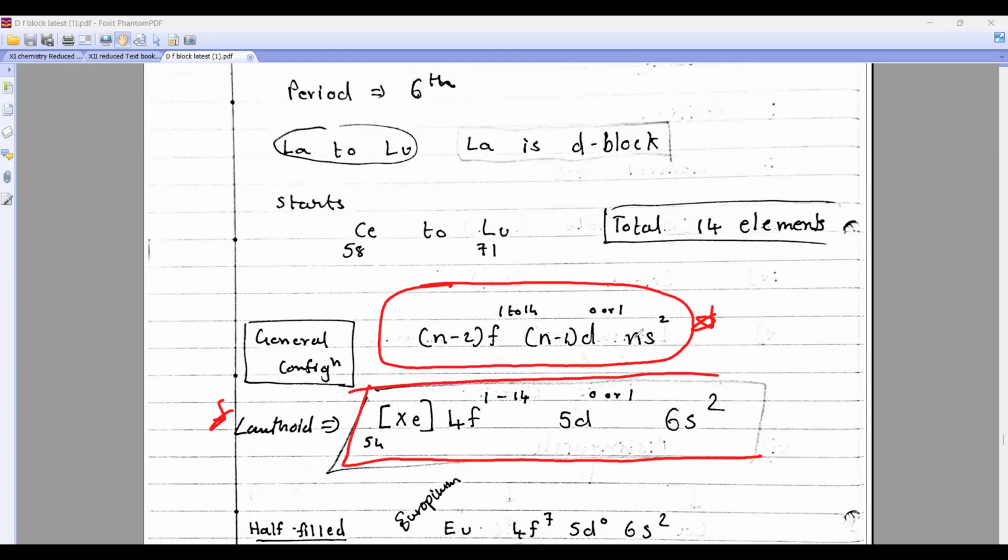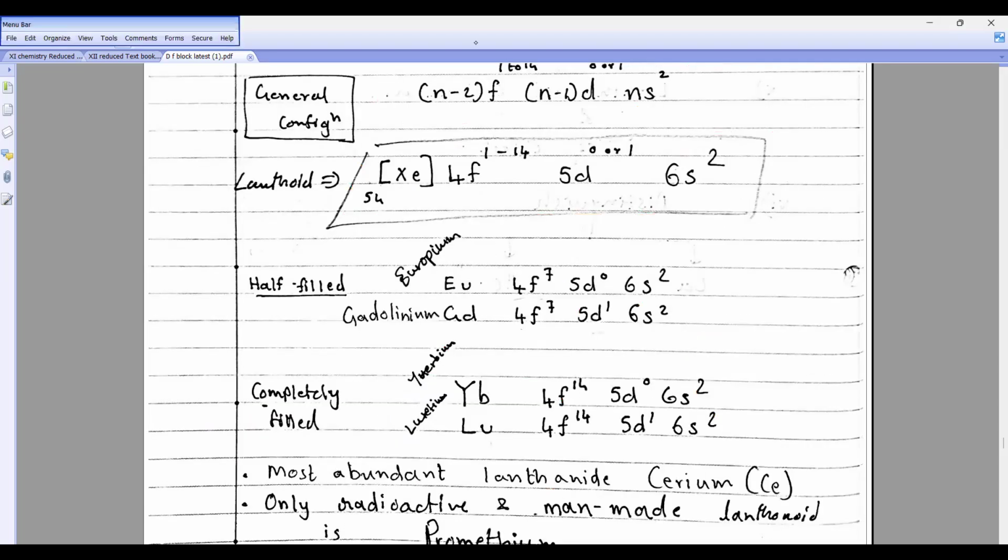For lanthanides, the general electronic configuration: if for N I put 6, then N minus 1 is 5, and N minus 2 is 4f, and xenon, because they come after xenon, the series starts from 58. Clear? Now, who has half-filled configuration? They will ask you. So you have to remember, europium and gadolinium have half-filled.